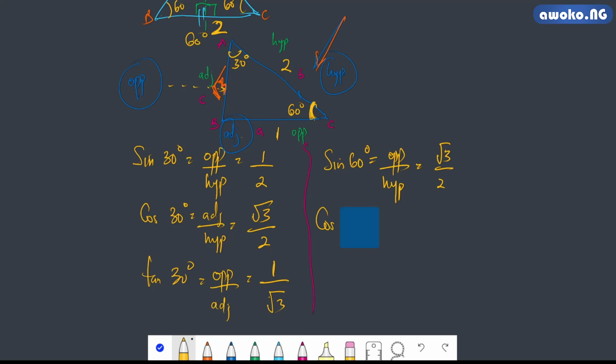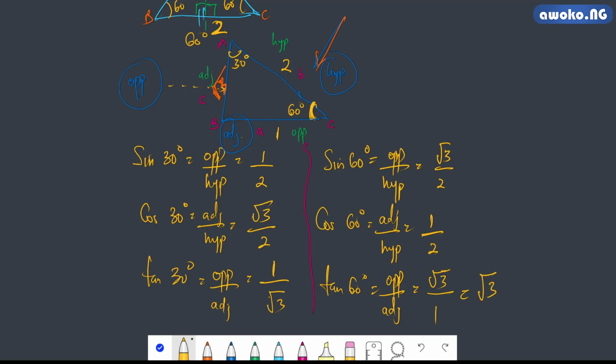Now, cos 60 degrees will be equal to adjacent over the hypotenuse. And what is our adjacent? Our adjacent in this case is 1. So we have 1 over 2 is our cos 60. Then tan 60 degrees is equal to the opposite side over the adjacent side, which is equal to root 3 all over 1, of course, which is root 3. So these are the relations or the special angles for the particular cases we have considered.